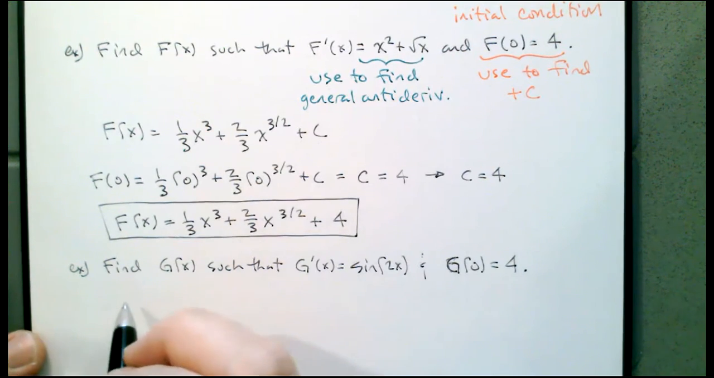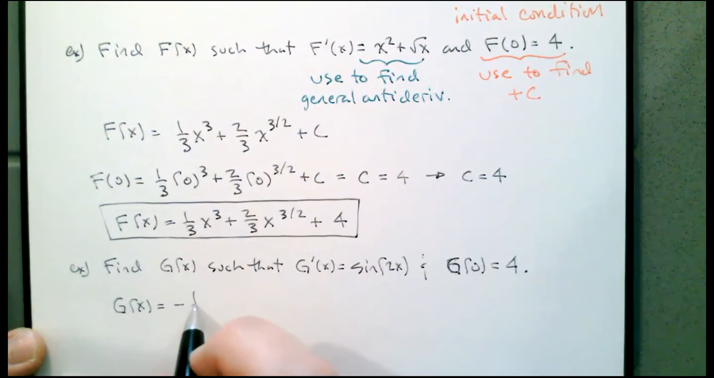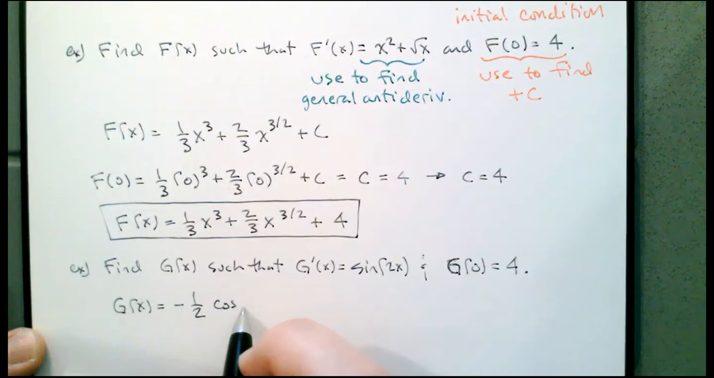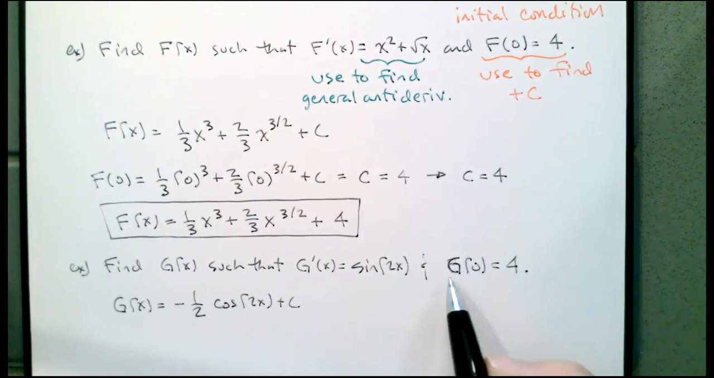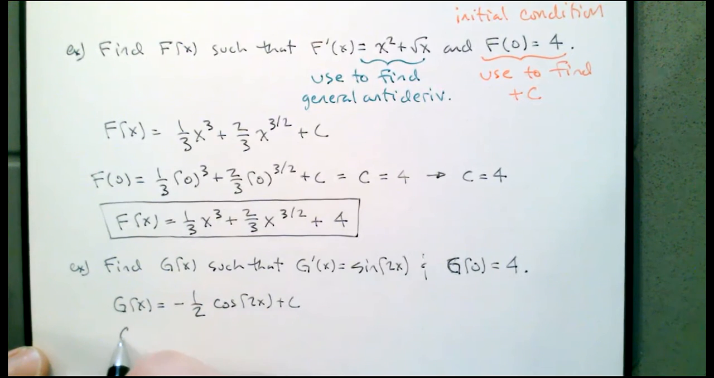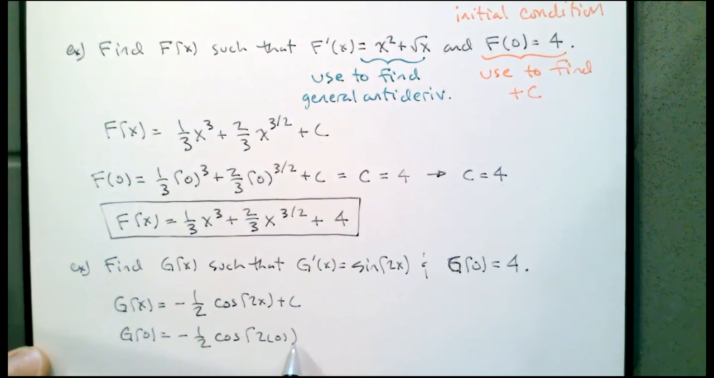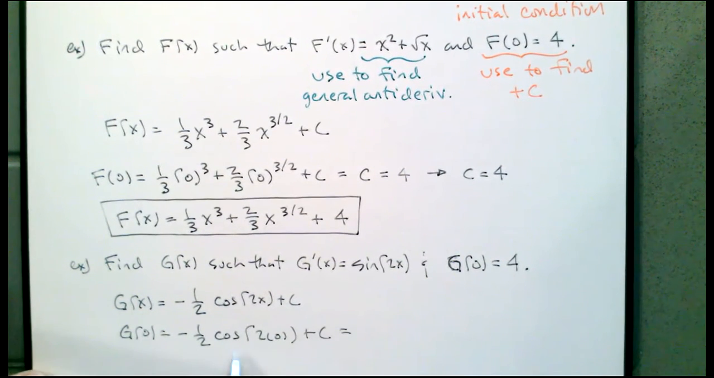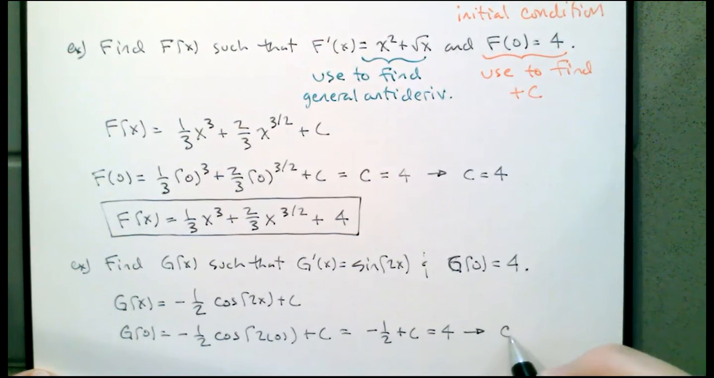The general antiderivative, capital G of x, will have the form -1/2 cosine of 2x plus c. Since G of 0 is equal to 4, if we plug in 0, we get -1/2 times the cosine of 2 times 0 plus c. Cosine of 0 is equal to 1, so we get -1/2 plus c is equal to 4. And so that tells us that c is equal to 4.5.